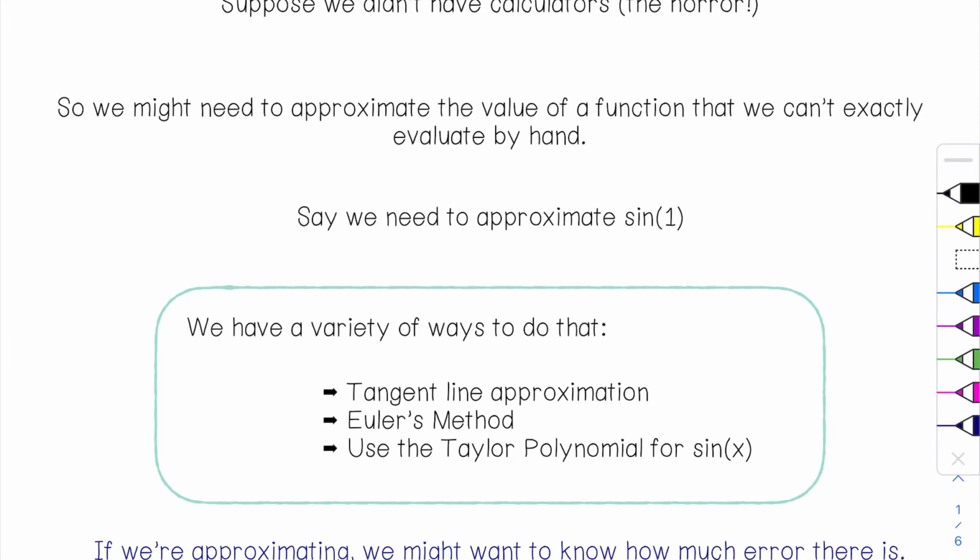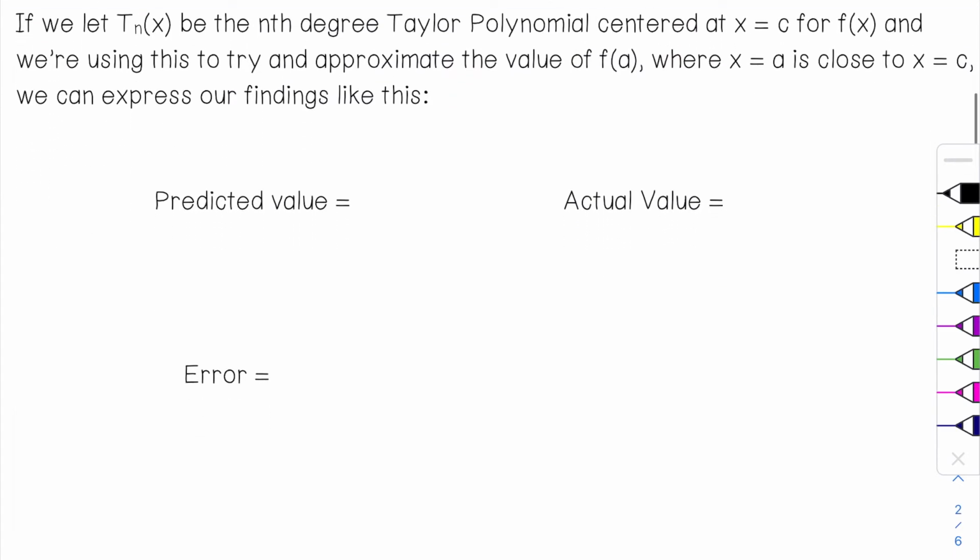So if we're approximating something, we might want to know how close is that approximation, right? How much error is there in between what we're actually wanting to find and what our prediction says it's going to be, our approximation. So if we let T sub n of x be the nth degree Taylor polynomial, right? So our n here is just matching whatever degree Taylor polynomial we have. And we're centering that at some x equaling c value, so that's some center for this function. And we're trying to use that to approximate a function value at a, f of a. And that x equaling a value's got to be kind of close to x equaling c, right? If you're going to center your polynomial at x equaling 2, you probably don't want to use it to predict x equaling 50, right? Too far away.